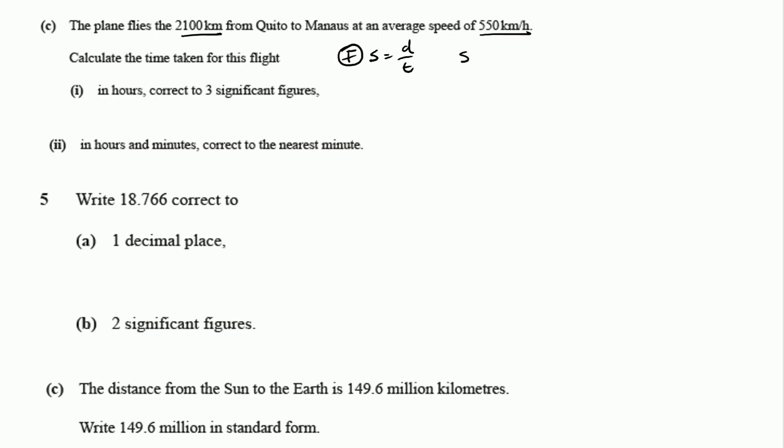If I substitute in the values they've given me, I've got a speed of 550, the distance being travelled is 2,100, and I want the time, which I don't know. There are no simple jobs I can do here, so I go straight to solving the equation. And like all equation solving, if there's a fraction, I want to get rid of it by multiplying by the denominator. Divide by t and times by t are cancelling out over here, and on the other side I get 550t, and that's equal to 2,100. To solve the equation, I can divide both sides by 550.